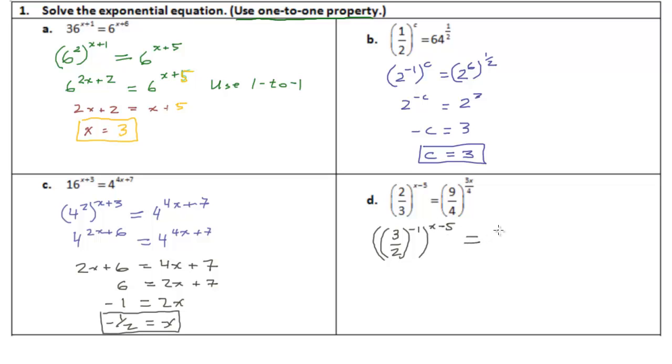On the right-hand side, 3/2 squared. This right here is 9/4. So we're just rewriting 9/4 as 3/2 squared. And we choose 3/2 because we want these bases to be the same. Now, that's to the 3x over 4. At this point now, we can simplify our exponents by multiplying.